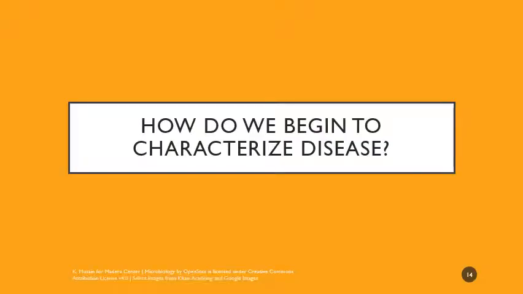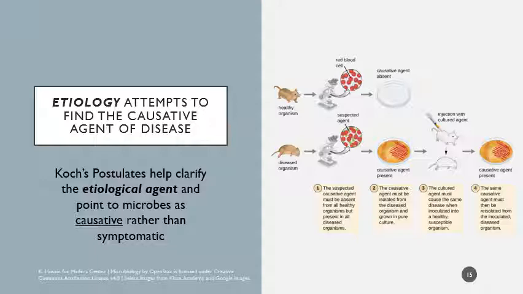So we can characterize different diseases based on their incidence patterns, but there's a few other ways we can characterize those diseases once they're in individual human hosts. When we're trying to figure out what the actual causative agent is, we use a process called etiology. We've talked before about Koch's postulates. These help us determine what the actual etiological agent is.